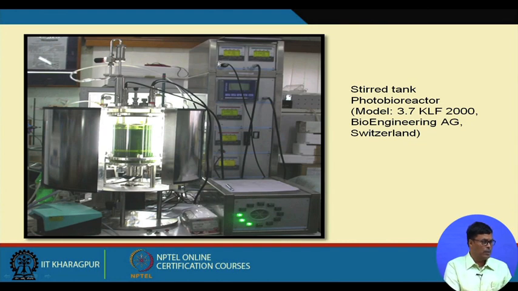You can see this is the control module where we can monitor different parameters, like temperature, agitation speed, pH of the system, and dissolved oxygen concentration. All these things you can monitor in this process, with the different monitoring systems that we have here.